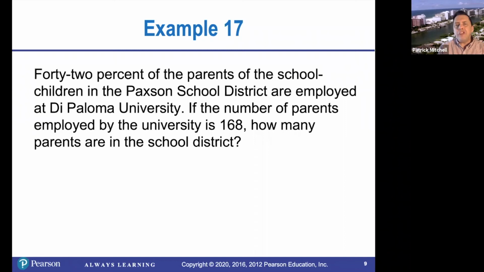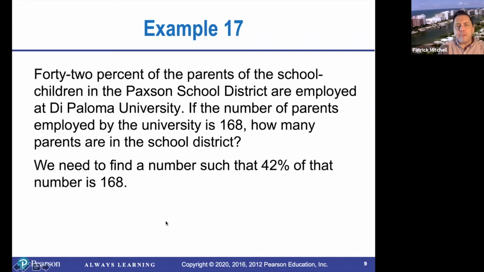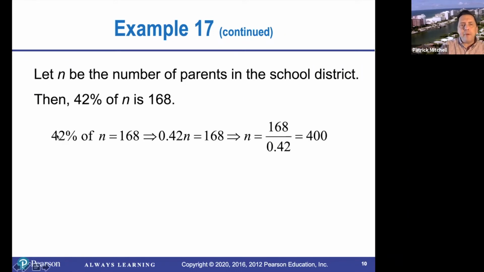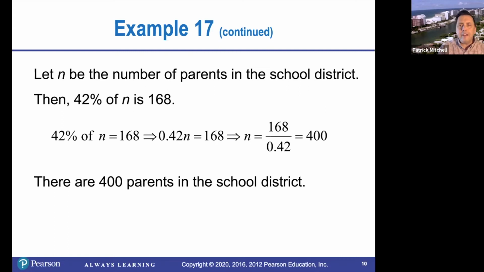So the problem is 168 is 42% of what number, right? So we need to find a number such that 42% of that number is 168. So if we call that unknown number n, we get 42% of n is 168. And then changing that percentage to a decimal, we get 42 hundredths n equals 168, which means n is 168 divided by 42 hundredths, which comes out to 400. So there are 400 parents in the school district.